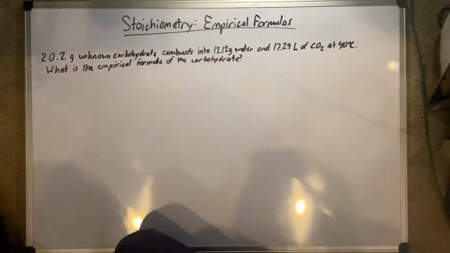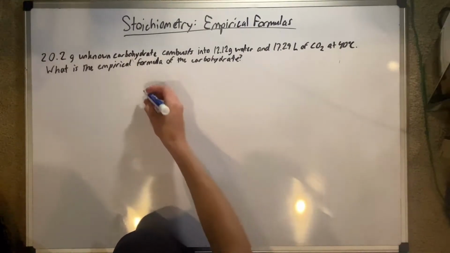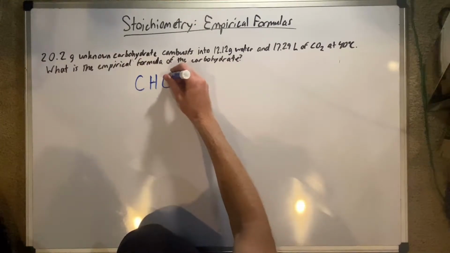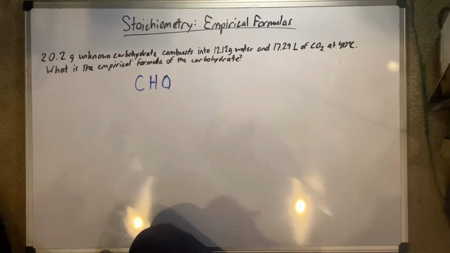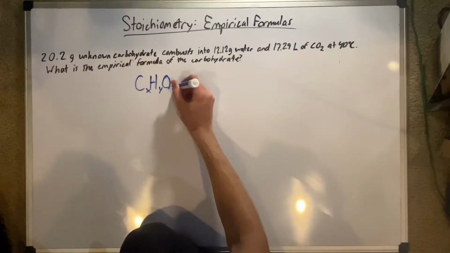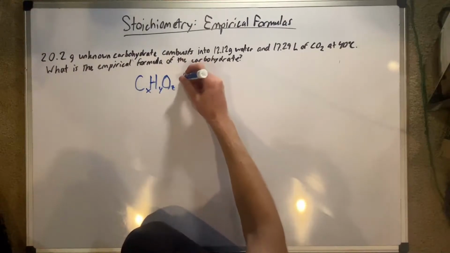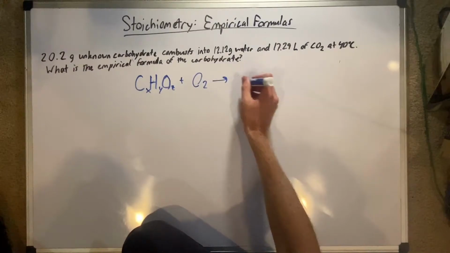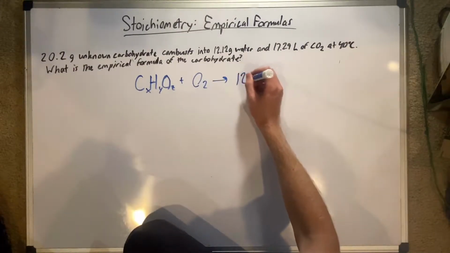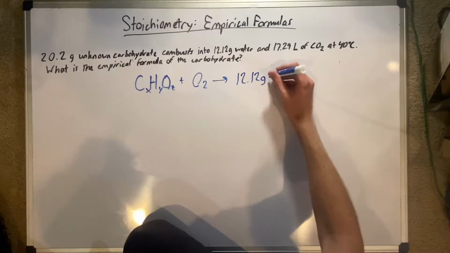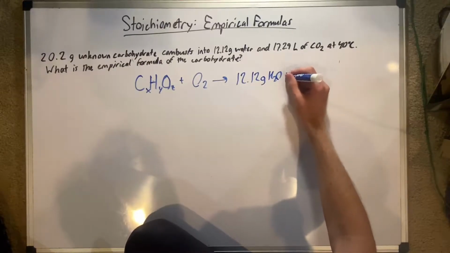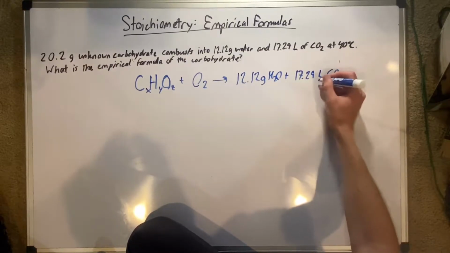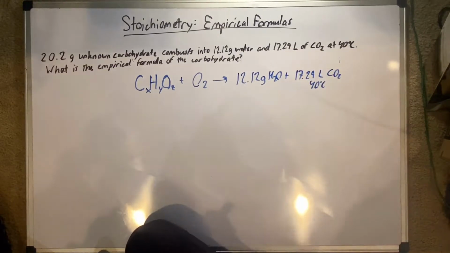So, first of all, unknown carbohydrate. What's a carbohydrate? A carbohydrate is some combination of C, H, and O, not another C. C, H, and O, some combination, X, Y, Z. And it combusts, so that means we're going to have oxygen going into, so now we've switched over to the other side, 12.12 grams of water plus 17.29 liters of CO2 at 40 degrees Celsius.